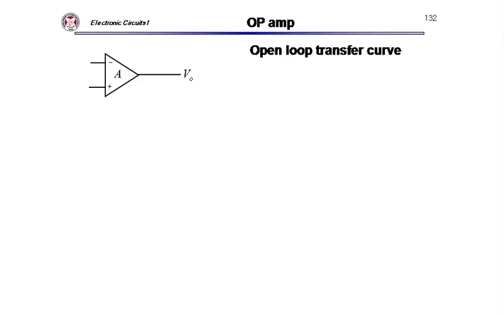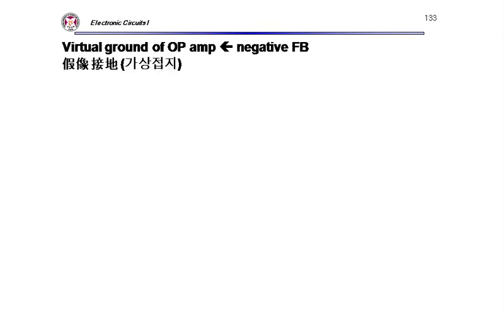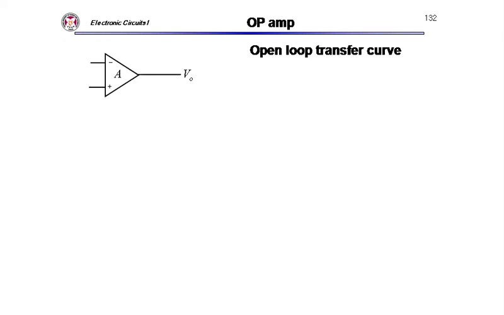This op-amp, operational amplifier, for circuit analysis we will assume an ideal op-amp. In an ideal op-amp, the voltage gain is positive and very large, right? Voltage gain is very large.